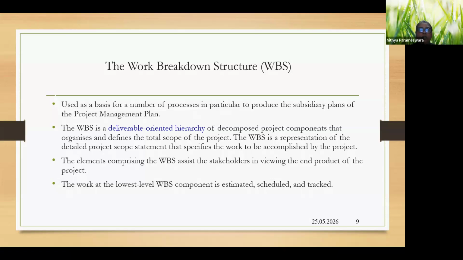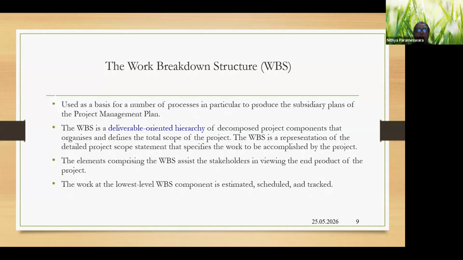So our work breakdown structure, we say, is deliverable oriented, right? What do you mean by deliverable oriented? It means that this WBS is going to be created based on the main deliverables of the project. We look at the main deliverables of the project, and then based on those deliverables, we are going to create the WBS. And this is a hierarchical representation as well, right? We show it as a hierarchy.